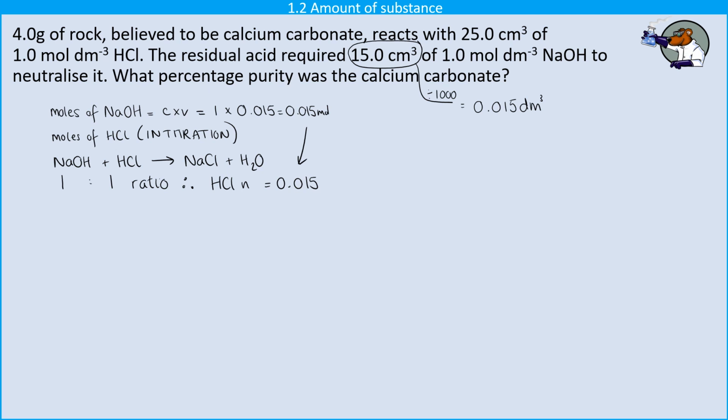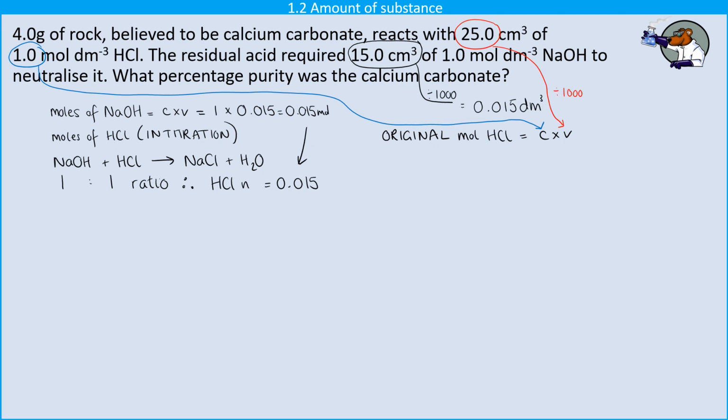So now I'm going to think about how many moles I started with. So originally, before there was the reaction with the calcium carbonate rock. So again, I need concentration times volume. So my concentration is there, my volume is there. Again, I'm going to need to convert that volume, and I get an answer of 0.025. Now, the missing moles, the difference between those two numbers, that's what must have reacted with my calcium carbonate. So that's the 0.010 moles.